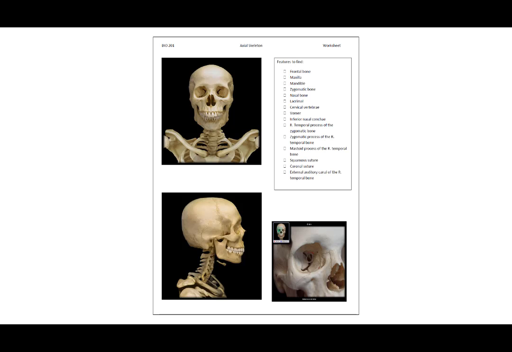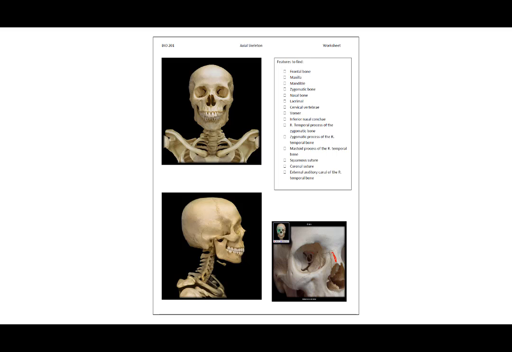So the first page, we want to identify bones of the skull. So we have the frontal bone. You can also see it here. The maxilla is your upper lip bone here. The mandible is the lower, your jaw. The zygomatic bone is going to be the apple of your cheek. You can see a little zoomed in view here of the zygomatic bone. This is its shape here.